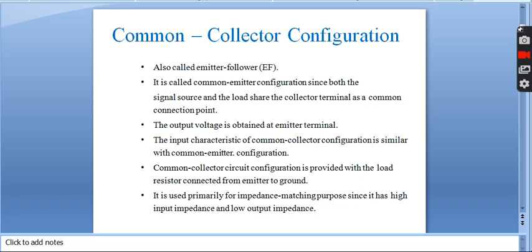So the BJT means bipolar junction transistor. In this bipolar junction transistor, the conduction takes place due to both majority and minority charge carriers. Hence, a transistor is also known as a bipolar junction transistor because the conduction is due to both majority and minority charge carriers.